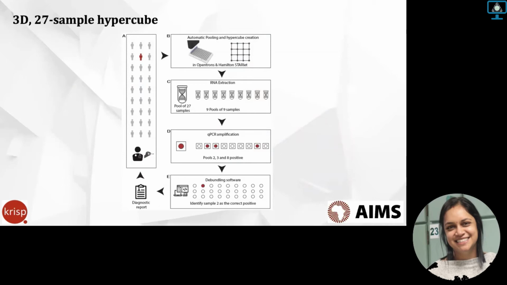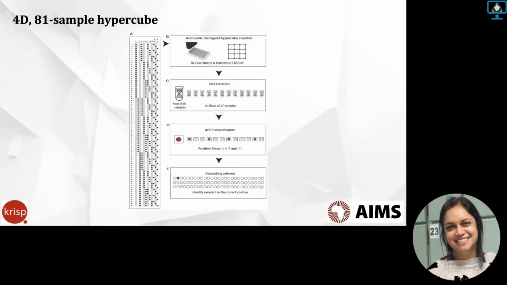Here is an example of one positive sample contained in a 3-dimensional hypercube comprising 27 samples. So firstly, the swab samples are pooled together to create one individual sample. This is facilitated by the use of an automated liquid handling robot. The sample then undergoes RNA extraction and then qPCR. If the pool of the 27 samples is positive, then 9 slices or sub-pools containing 9 samples are then created. The positive can then be reliably detected in the pool of 27, as well as the respective slice numbers 2, 4, and 8.